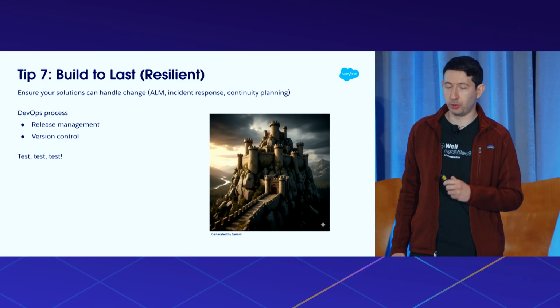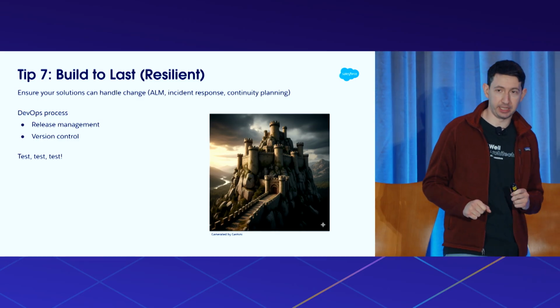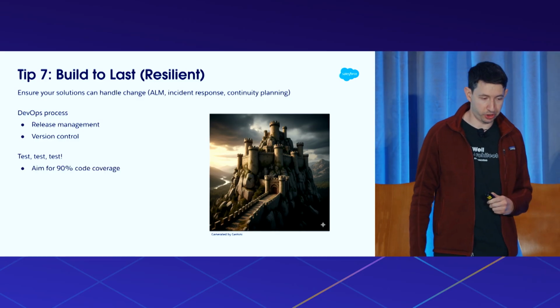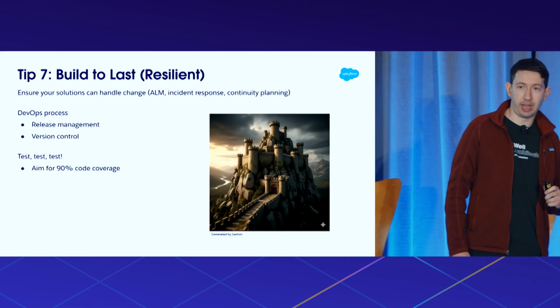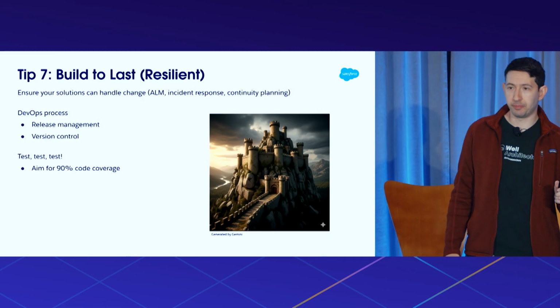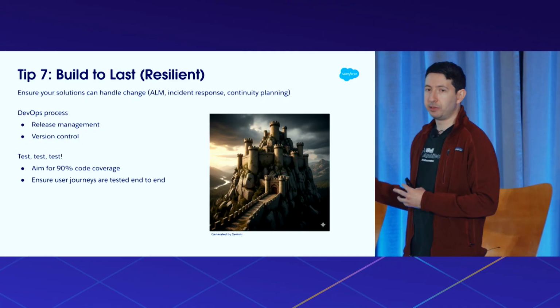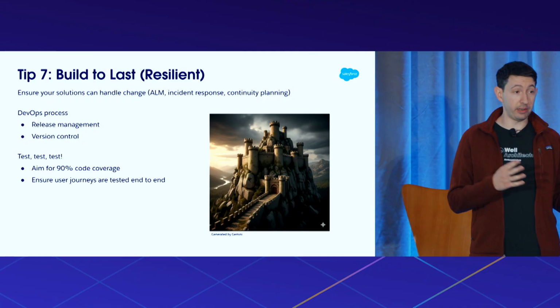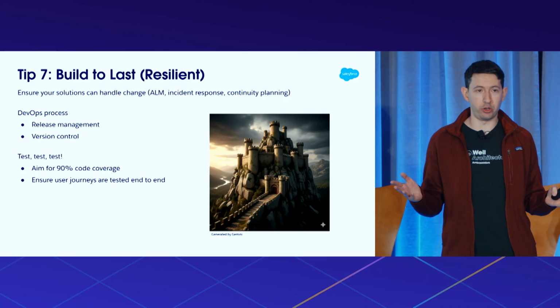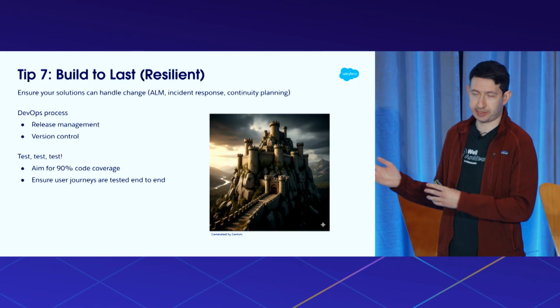Now, I know Salesforce will tell you you need 75% coverage for Apex to deploy to production. But I would challenge that. I would think not about code coverage, and I would think about user journey coverage. Have I tested all of my user journeys? Because in theory, if you have, you don't need to worry about how much code you've covered, because your user journeys should test all of it.